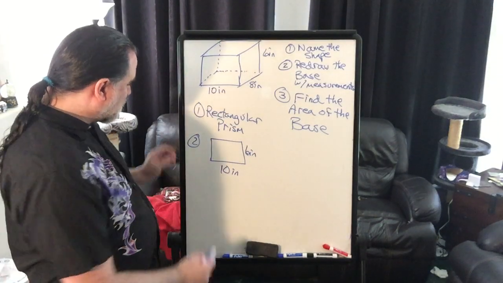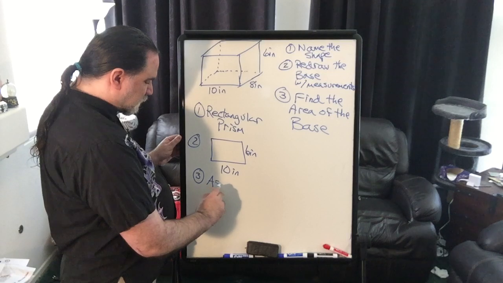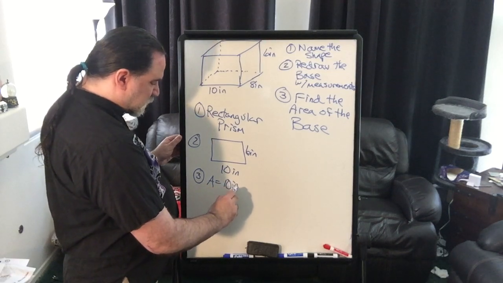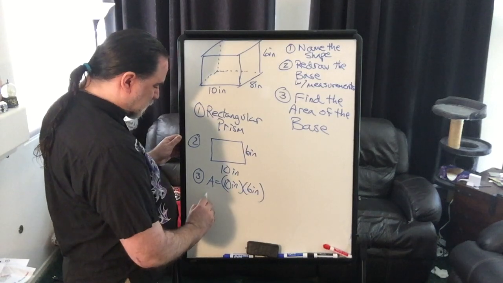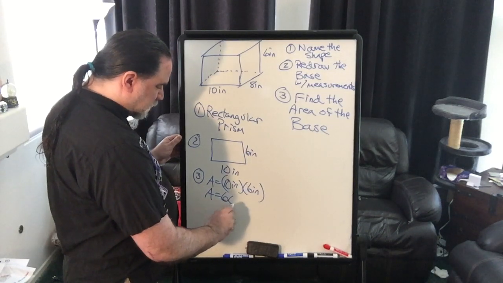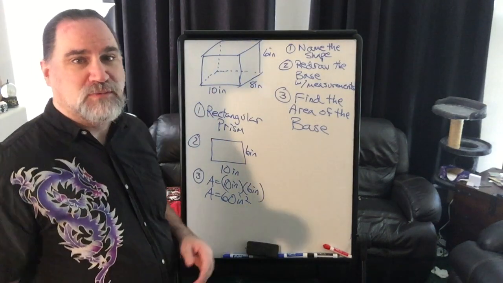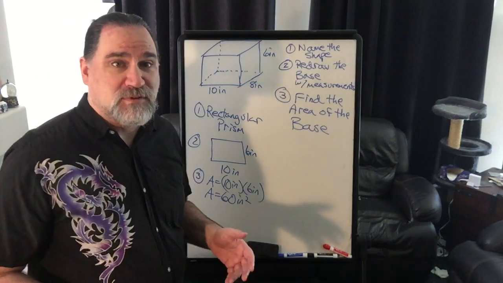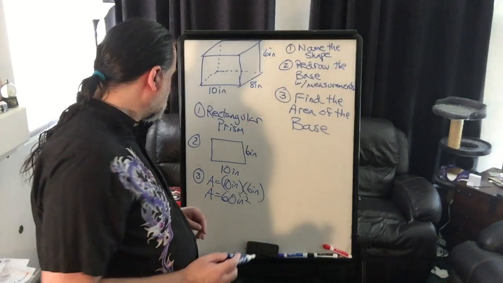Well, fortunately for me, rectangles are simply length times width. So 10 inches times 6 inches, and that's going to be 60 inches squared or 60 square inches, depending on how you like to say it, depending on your preference. They mean the same thing. Square inches, inches squared mean the same thing.